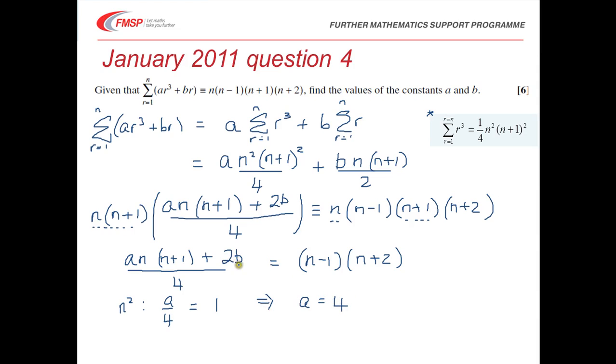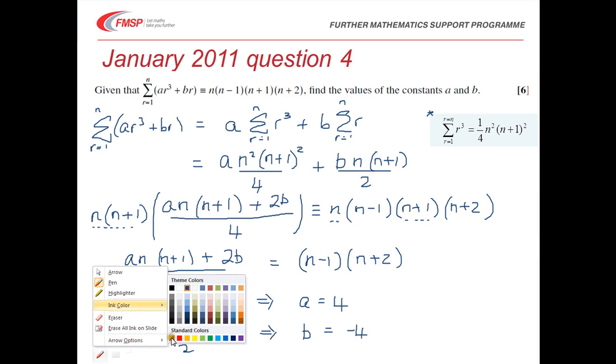And we now need to find b. So b is the constant term. So if we're looking at the constant term, then over here we have 2b over 4, or b over 2, and over here the constant is minus 2. So that implies that b is equal to minus 4. So we now have our constants a and b.